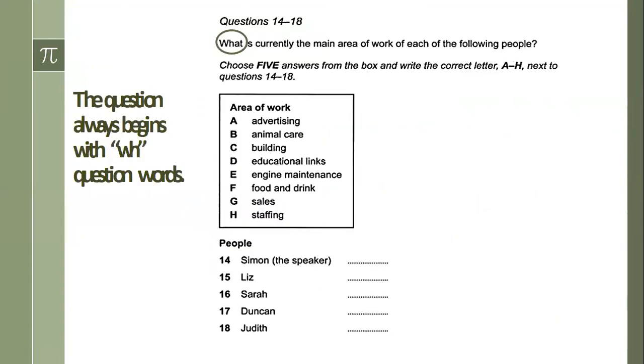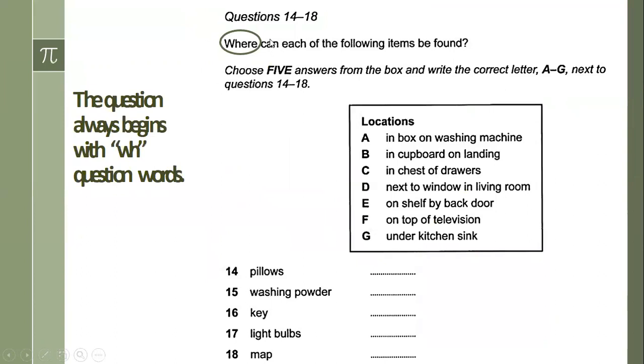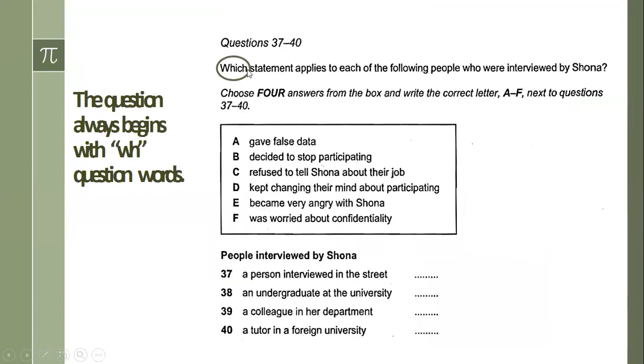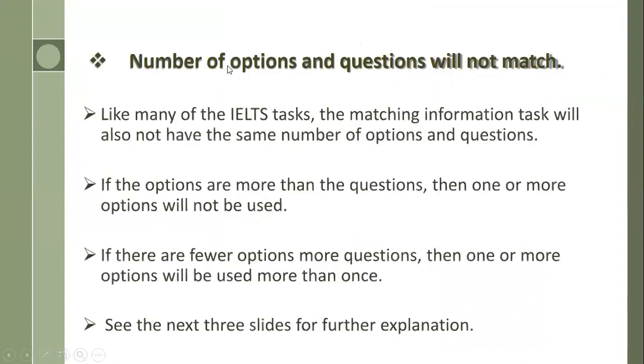So the question may start with what? Can you see what I have circled here? It may start with what, clear? It may start with where. Can you see? This is where. It may start with which. Clear? Initial words like these. The number of options and questions will not match, clear?